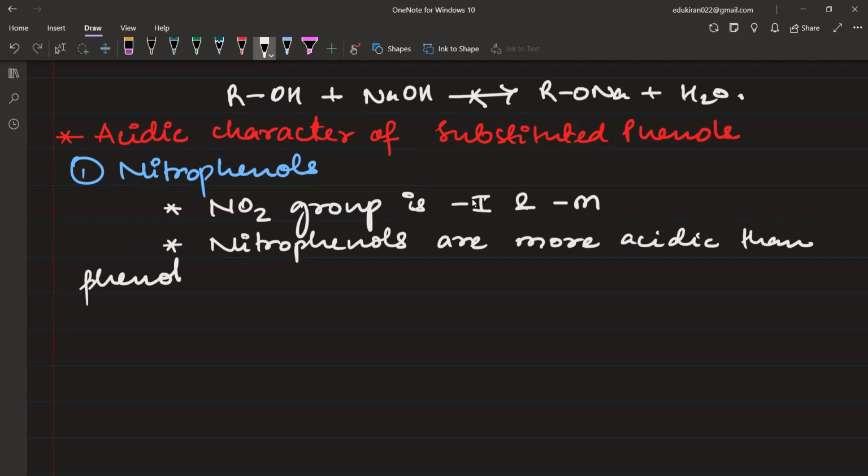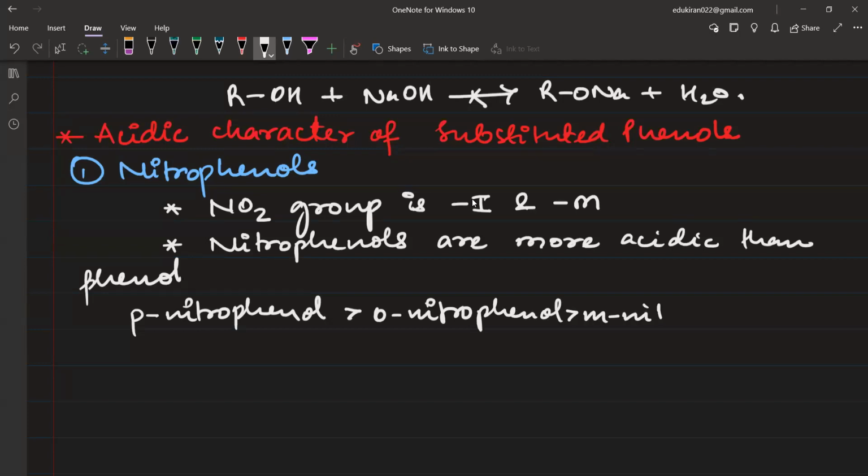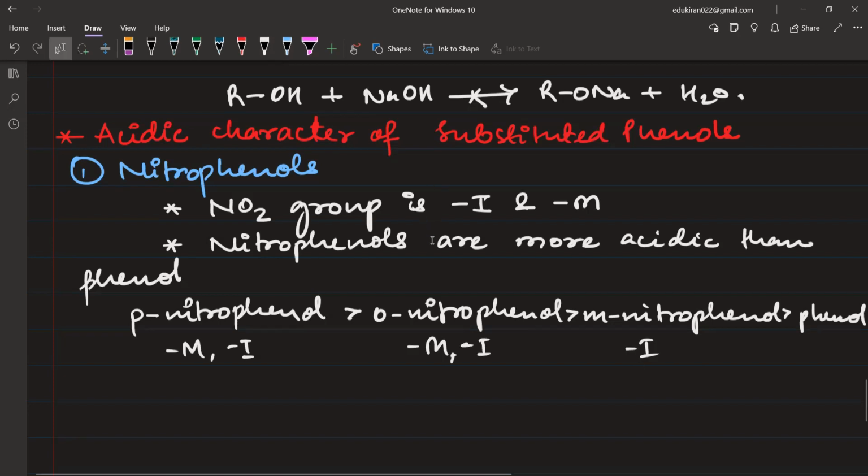So for them, what is the order? Please write the order. First of all, we will focus on minus M. Where does minus M work? In para and in ortho. In para and in ortho, we can see the minus M, and at the meta position, mesomeric effect does not take place. That is why the order is P nitrophenol, most acidic. After that, we have O nitrophenol. Then we have M nitrophenol. And after that, you can write phenol. Now, in P nitrophenol, we have minus M and minus I. O nitrophenol also has minus M and minus I. In M nitrophenol, we only have minus I. That is why it is least acidic out of the nitrophenols.